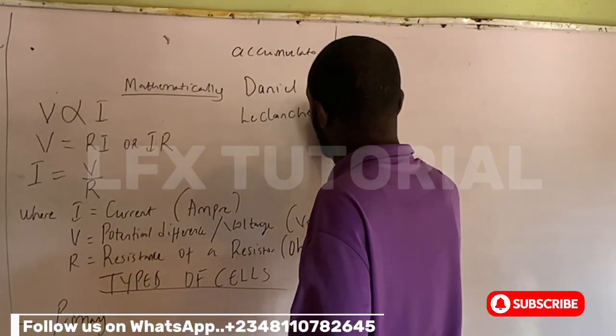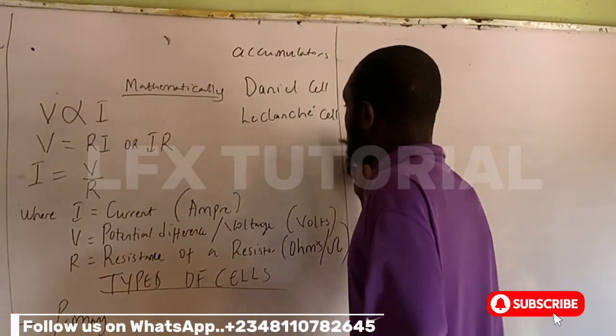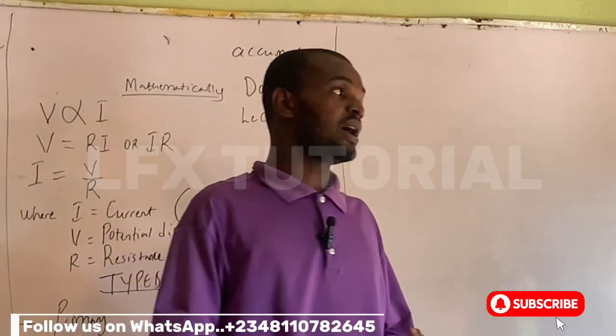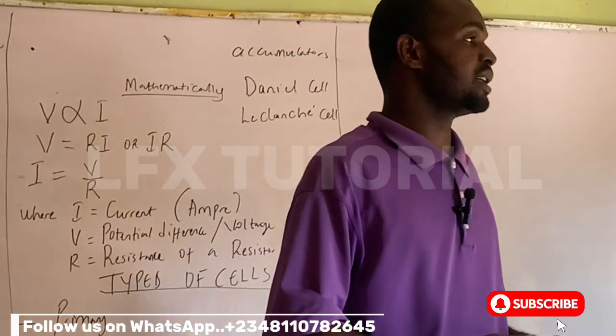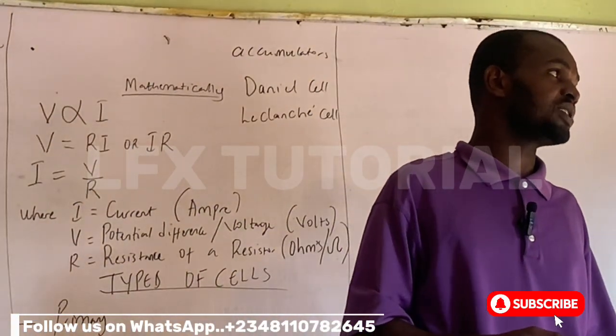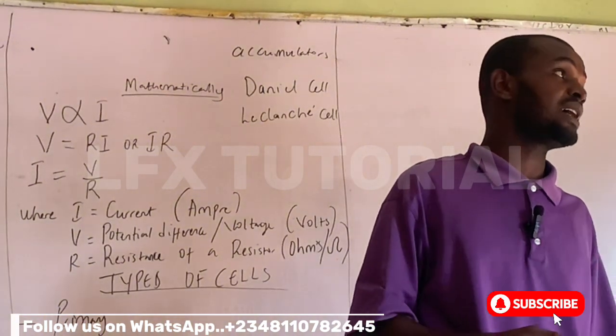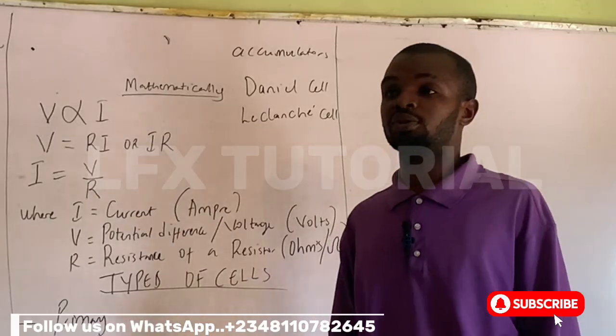Some people call it Leclanche. So it's only two. First one is what? Daniel. And the other one is what? Leclanche. Example of something that has Leclanche is what?